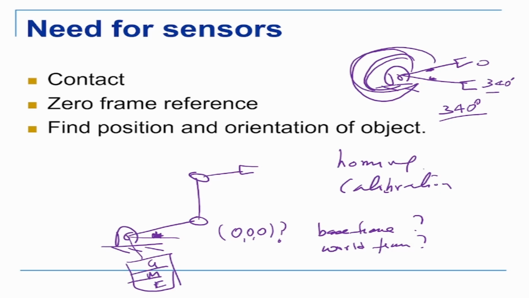So for doing that, it needs to have contact sensors. Contact sensors and zero frame reference sensors. Zero frame reference sensors are also contact sensors. It basically figures out where the 0 of the system is.